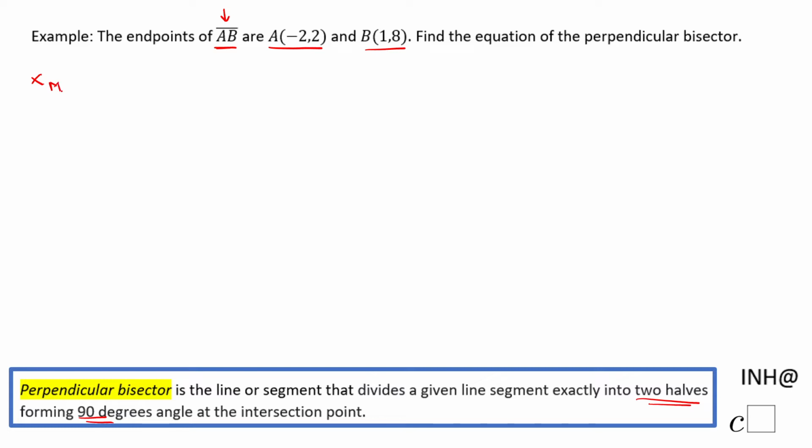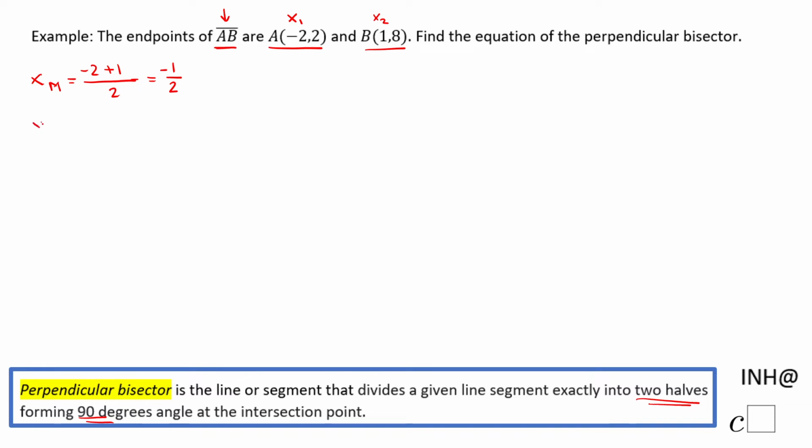I'm going to call this x sub m, the x coordinate of the midpoint. How are we going to do that? We're going to add the x's of the endpoints of the given segment, points A and B, and divide by 2. So we're going to have -2 plus 1, divide by 2, and that will be -1/2. I'm going to keep it in this format.